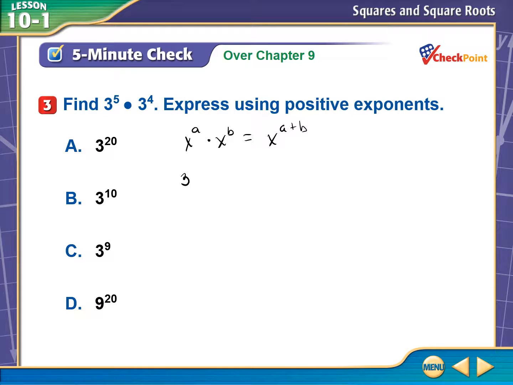So if I take 3 to the 5th and I'm multiplying it by 3 to the 4th, 3 to the 5th literally means I'm doing 3 5 times. And 3 to the 4th is 3 another 4 times, right? So altogether I have 3 5 times and 4 times. So that's why we can add those exponents together. So when I combine 3 to the 5th times 3 to the 4th, I have a total of 3 being multiplied 9 times. So the correct answer is C, 3 to the 9th power.